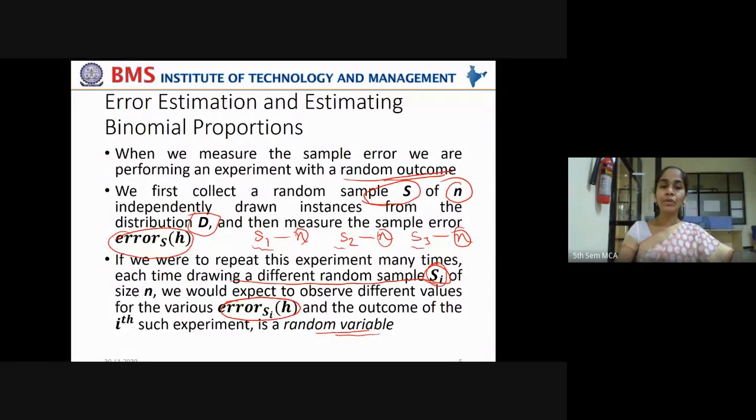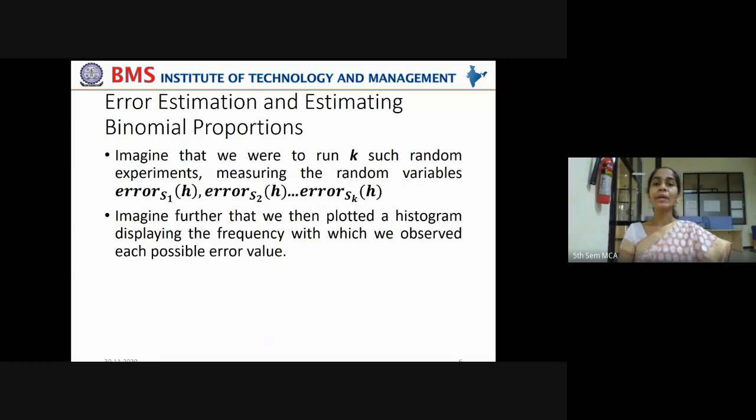The outcome of such an experiment is a random variable. The outcome of this sample error is not predictable, right? Each time you draw a sample, its error may differ. That is why we are calling it a random variable. Whenever the outcome is not predictable, you call it a random variable. Now imagine that we were to run k such random experiments. We are running this experiment k times, each time drawing a different sample having the same number of instances n.